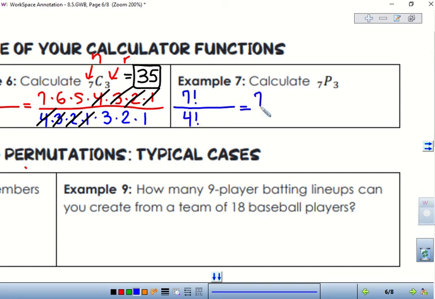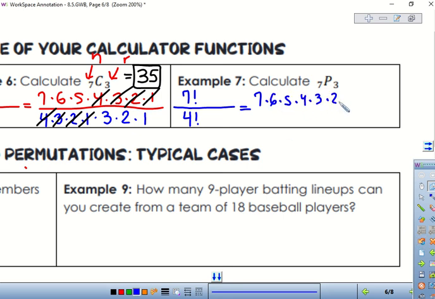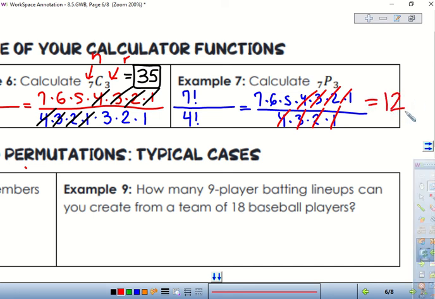So that's just 7 times, oops, I forgot 6. 7 times 6 times 5 times 4 times 3 times 2 times 1, all over 4 times 3 times 2 times 1. We can cancel out all the 4s, 3s, and 2s. And that will ultimately leave you with, I think it's either 210 or 120, I forget. It's 210. So 210.